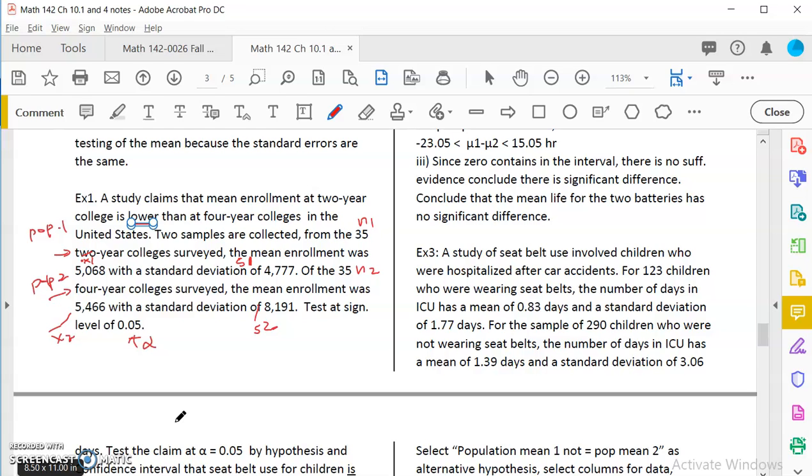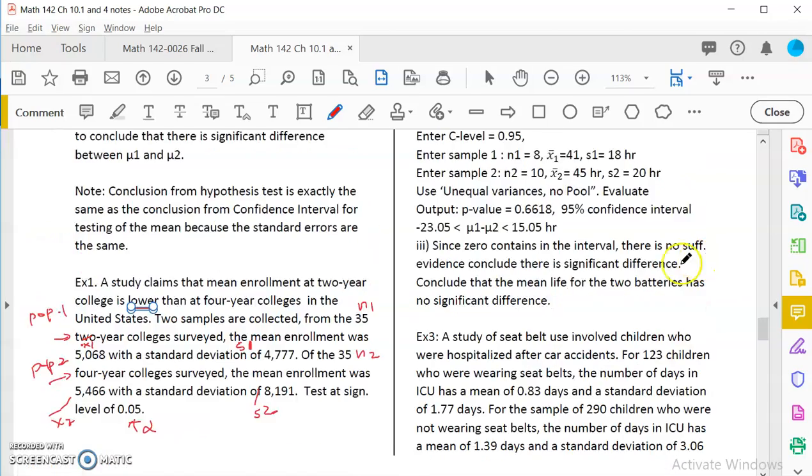So population 1 is the 2 years. Population 2 is 4 years. And both n are 35. The first one is 5068 with the standard deviation of 4777. The second is 5466 with standard deviation of 8191. Okay, so when you read this, that's what you do.